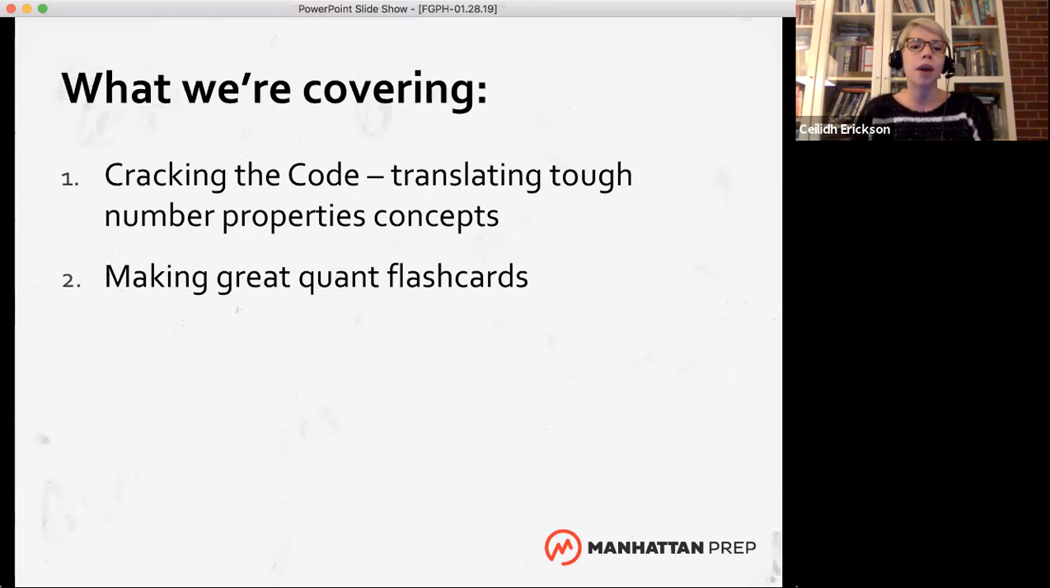And we're going to talk about how to make quant flashcards. I know a lot of you probably have made a lot of flashcards for the verbal side for vocab. Definitely that's the best way to memorize the definitions of tough GRE vocab words. But a lot of people don't realize that flashcards can also be really helpful for math concepts as well, especially the ones that really aren't about solving, but that are about translating.